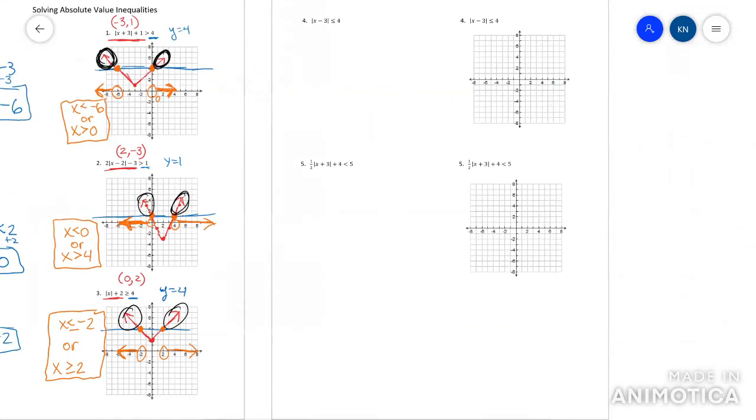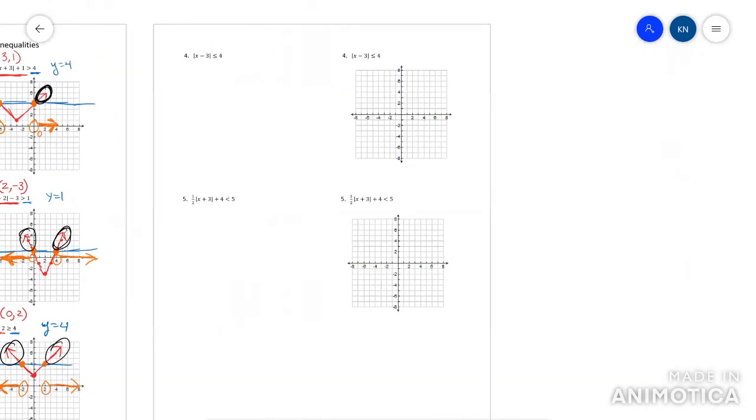Okay, next up, go ahead and graph this absolute value of x minus 3. So your vertex is at 3, 0. Go put a dot there. It has a slope of 1.